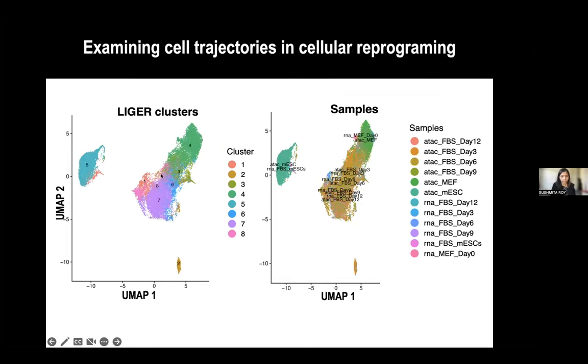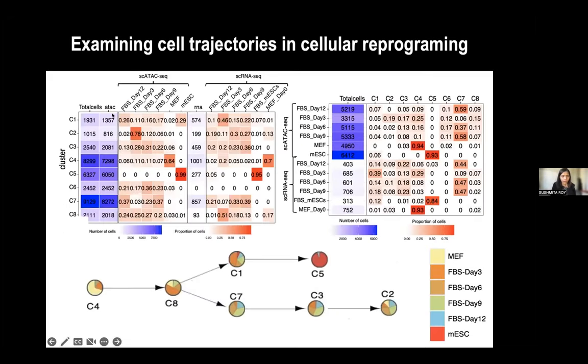What you're seeing here are the results of the integration. So these are the Liger clusters on the left, with integration being clear with the embryonic stem cells. So these are the samples. Again, we see the ATAC and the RNA together, the MEFs again together. This is more clear in this figure where we have cell clusters along the rows, and then the number of ATAC cells and the number of RNA cells. And then along the columns, you can see the distribution of the different samples in each of these clusters, or how the samples themselves are distributed across the clusters. And you can see that the MEFs are in cluster C4, both for RNA and ATAC, and the ESCs are in cluster C5.